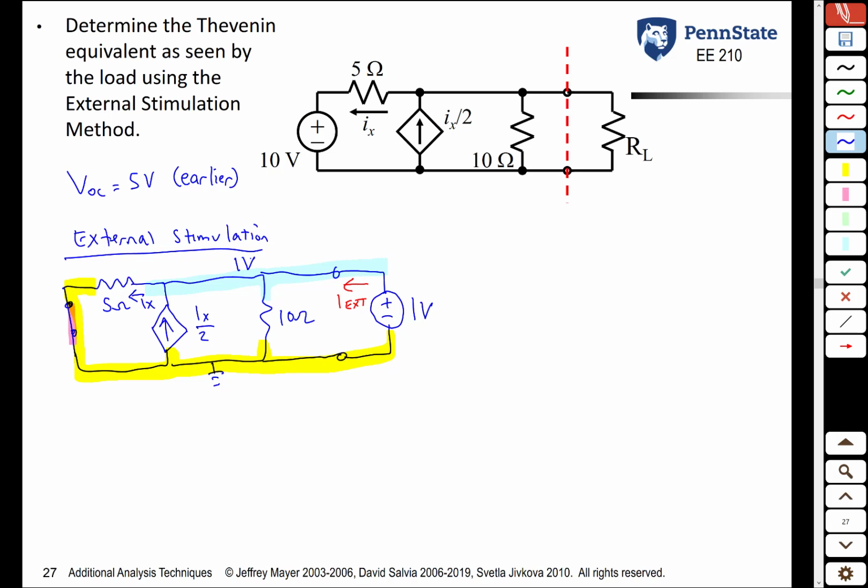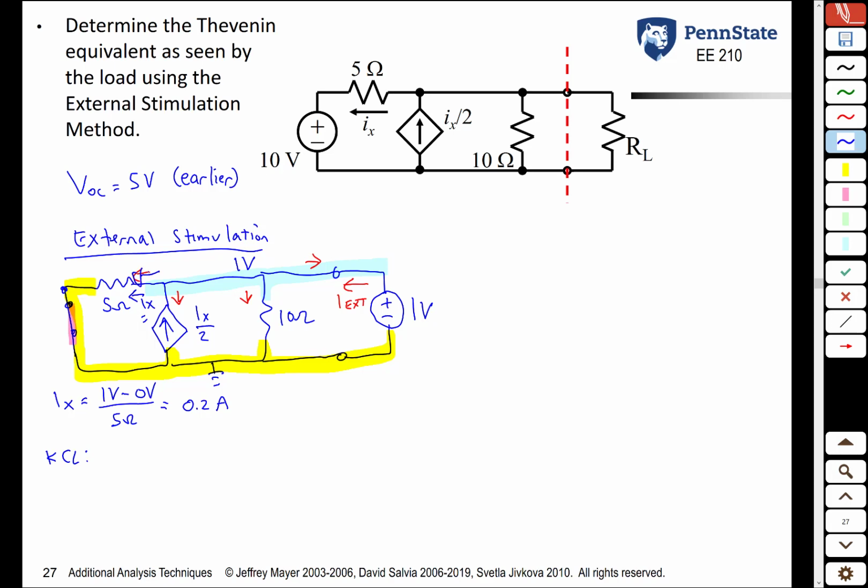We can do KCL by summing this current plus that current plus that current plus that current is equal to 0. Before we do that, let's find out what this Ix is. Ix is going to be the voltage at the coming-from point, 1 volt, minus the voltage at the going-to point, 0 volts, over here it's ground, divided by the resistance, 5 ohms. So it's 0.2 amps.